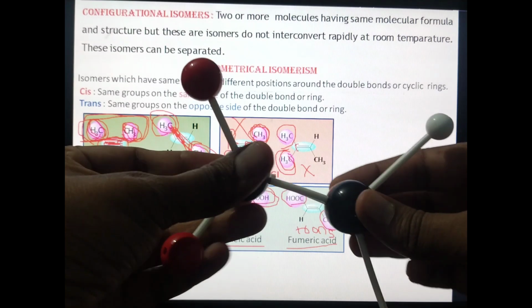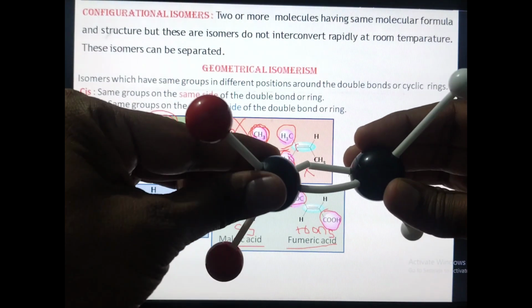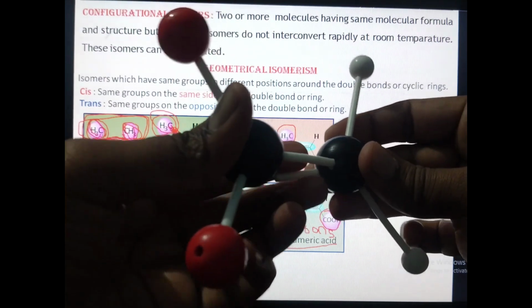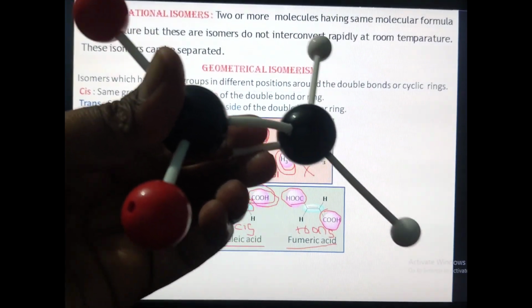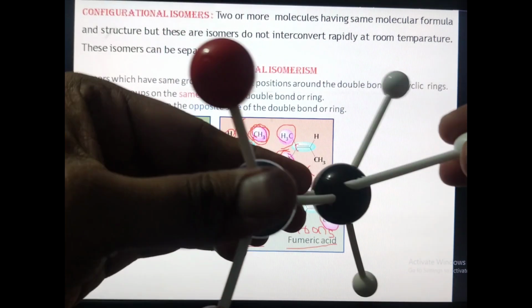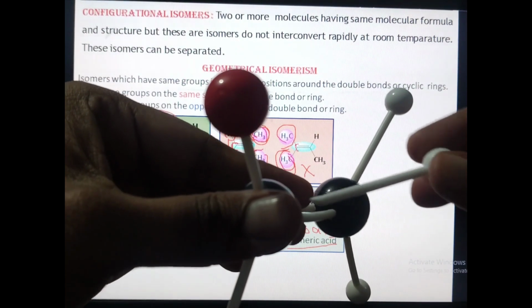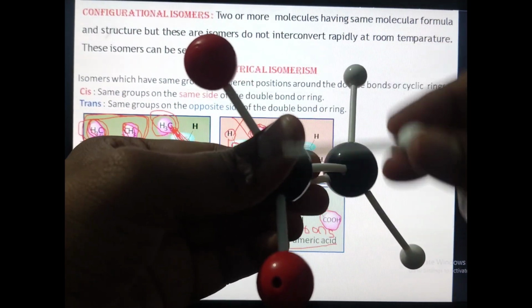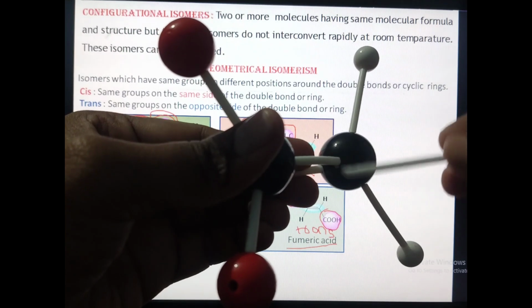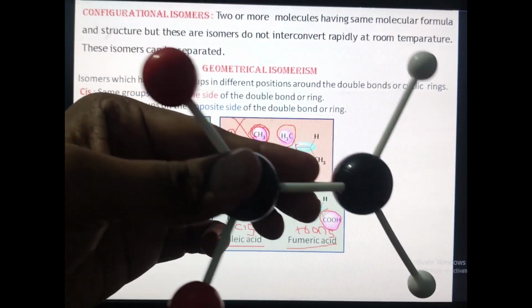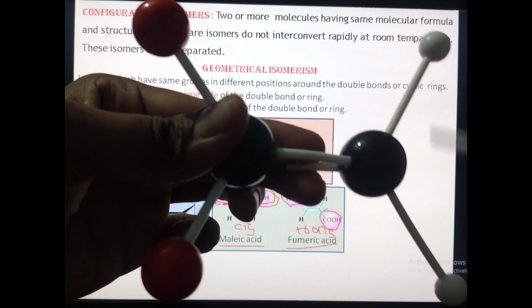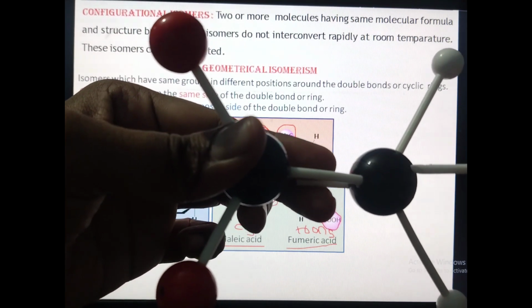And let's see whether this is trans or cis. Here you can see that there is restricted rotation about the double bond, and there are these two hydrogens, the same groups attached to the same carbon atom of the alkene. Here also the two methyl groups are attached to the same carbon atom of the alkene, so this cannot show geometrical isomerism. These types of molecules cannot show geometrical isomerism because the same atoms or groups are attached to the carbon of the alkene.